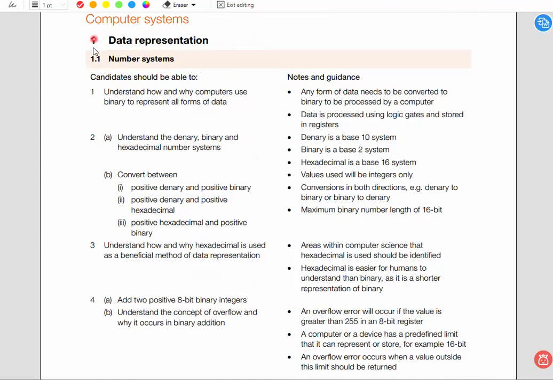Computer system, data representation: what we will learn here is to understand how and why computers use binary to represent all kinds of data, and it continues, but we are going to follow the book to clear your concepts. This is our first lecture. I hope you will learn something from this lecture.